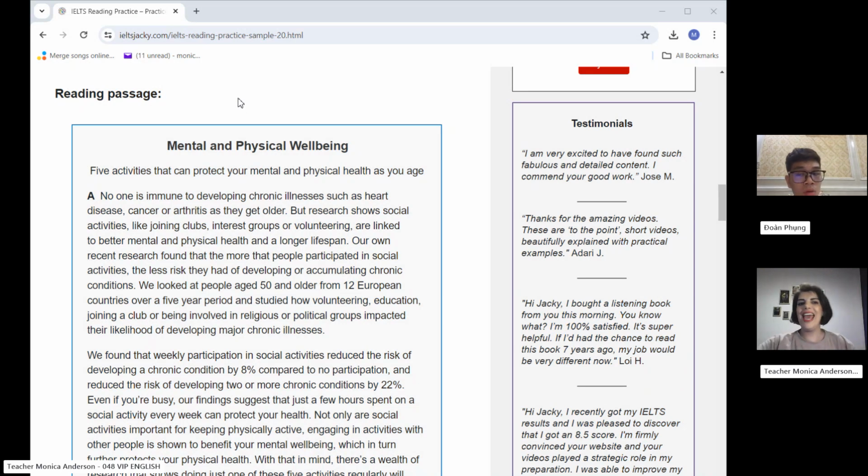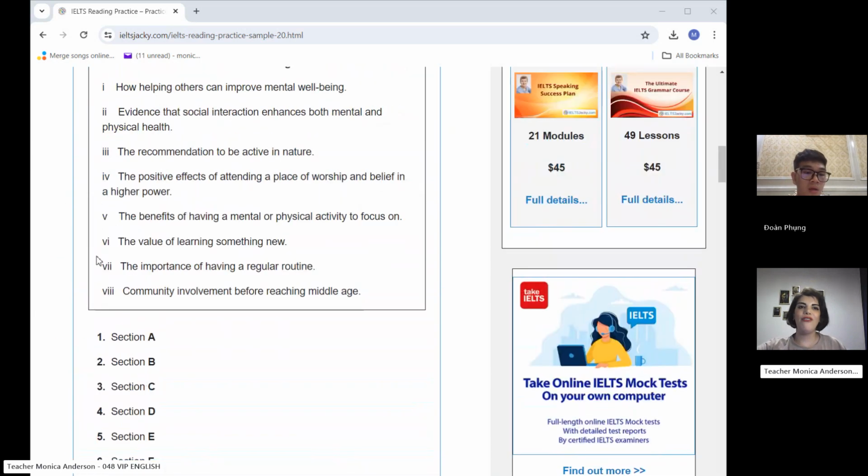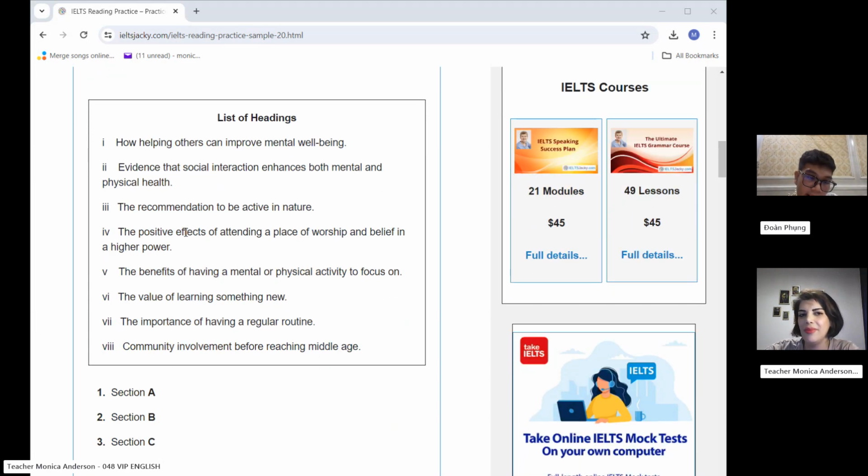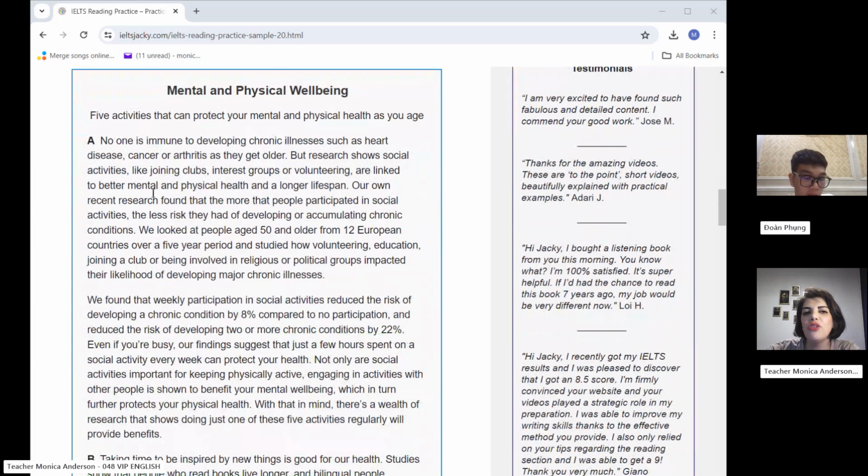So, A. Random, the headings. Of course, so A should be matched with the second one, right? You want to check? Yes. Check it again. Look. Yes. Try to match.